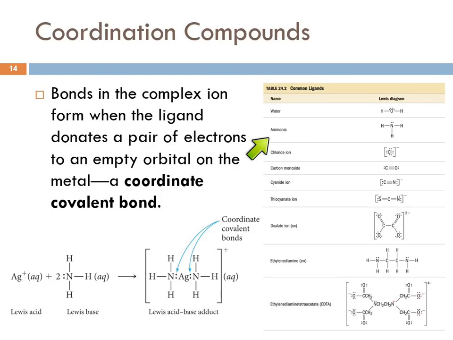Here are some other common ligands. Water. Water has 2 lone pairs on the oxygen. It can form a coordinate covalent bond. Ammonia, chloride ion. The ion has a noble gas electron configuration. It's got 4 lone pairs. It can share a lone pair with the metal ion and form a coordinate covalent bond. And so as you look at all of these, what they all have in common is some lone pairs. They're Lewis bases. They can donate an electron pair. Any questions? The one on the bottom is ethylene diamine tetraacetate, EDTA.